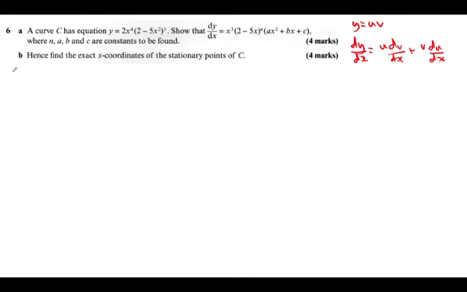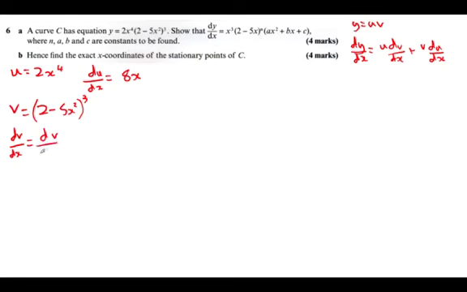I've already said I'm going to split this up into u equals 2x to the 4. Alright, so du dx is going to equal 8x. Alright, my v equals 2 minus 5x squared all cubed. Alright, so my dv dx is going to equal dv dA using a chain rule, but no, I'm not using u just to make sure I'm not confusing myself with this u up here, multiplied by dA dx.